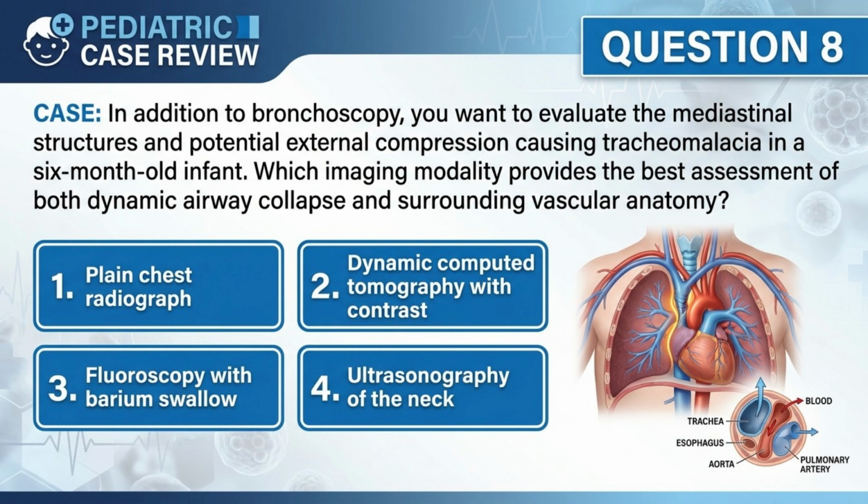Which imaging modality provides the best assessment of both airway collapse and surrounding vascular anatomy? Option 1. Plain chest radiograph. Option 2. Dynamic computed tomography with contrast. Option 3. Fluoroscopy with barium swallow. Option 4. Ultrasonography of the neck.